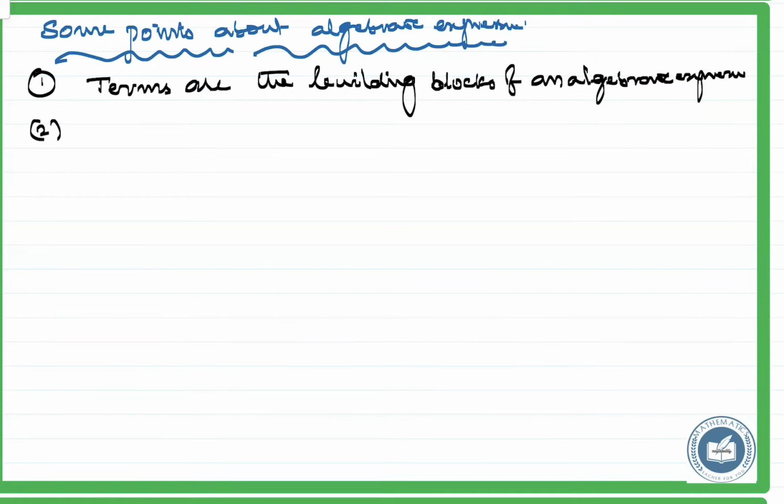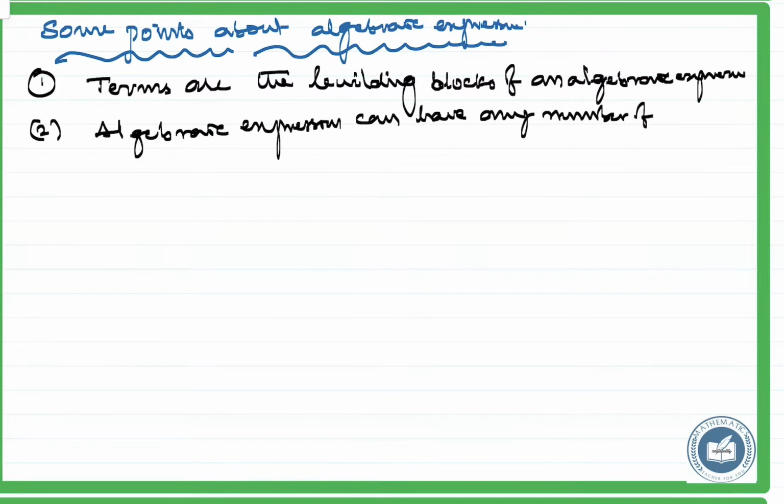Second point is here, it can have any number of terms. An algebraic expression can have any number of terms. So any number: 5, 6, 7, 8, as many as you can write.